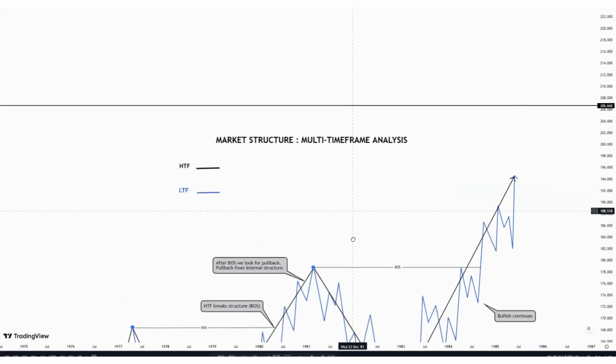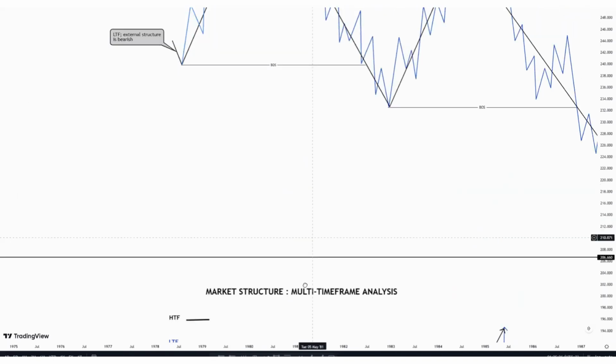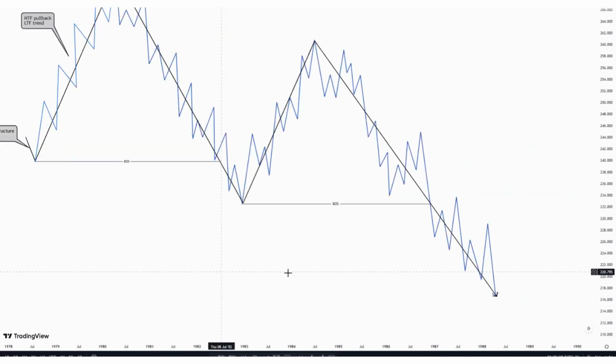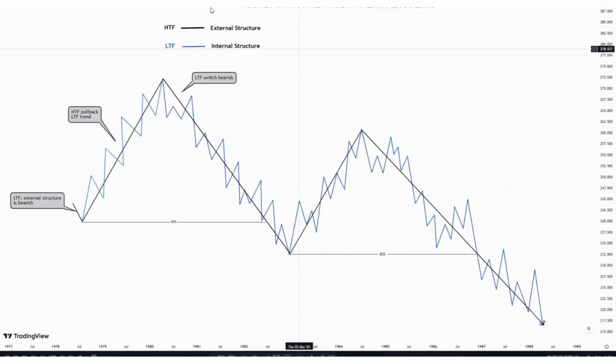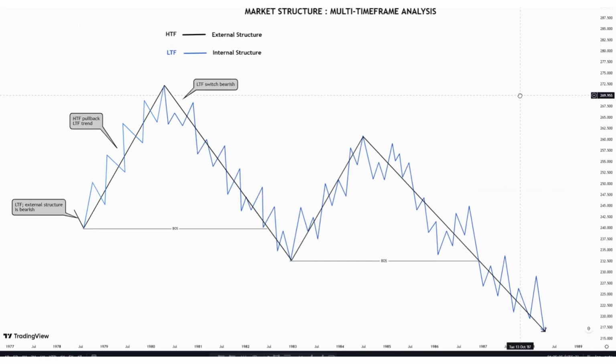This was a bullish one. Let's go to a bearish one. It's kind of the same thing again. So the price is bearish. Now where do you want to take your entries?